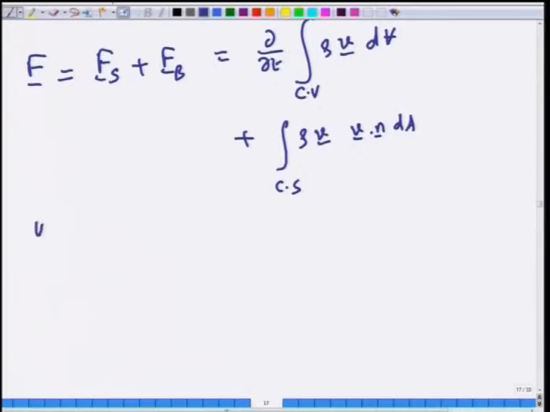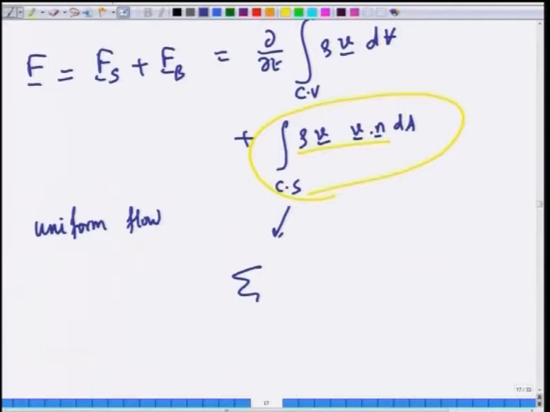And for uniform flow, the key thing in momentum balance is the evaluation of the flux term. For uniform flow, you can imagine that all these terms are constants, so you can pull them out of the integral, and the integral of dA is simply A. So this term simplifies to the summation of rho v dot n times A at the various inlets and outlets of the system, and of course, we understand that v dot n is positive for an outlet and negative for an inlet.